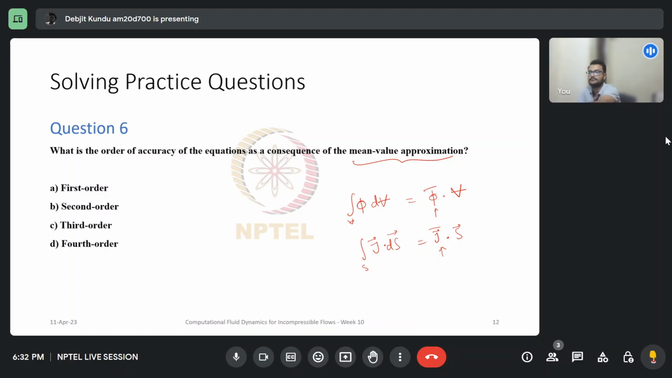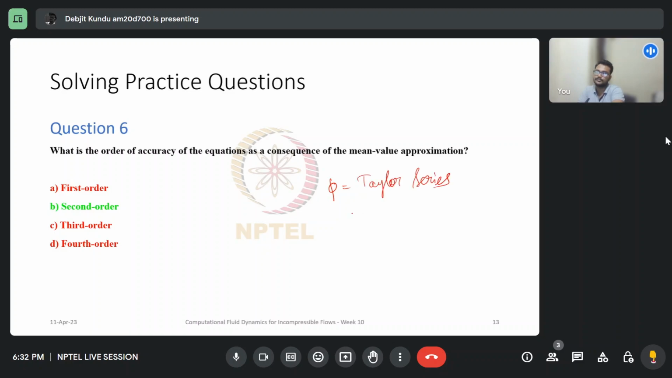Let's have a look at the solution. It is actually second order. We saw in the lectures that by expanding phi into a Taylor series, and we can do the same thing for j or anything else, we can find out the difference between the actual integral and the mean value approximation. There we saw that it is second order accurate.